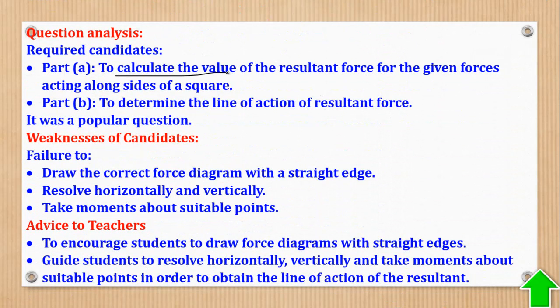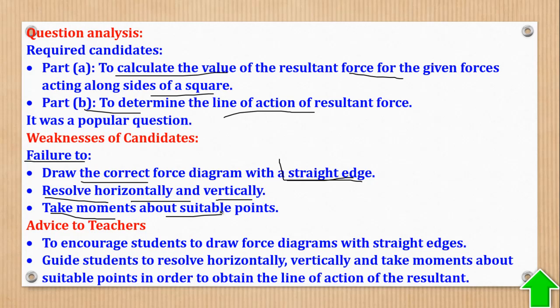Part A required candidates to find the value of the resultant force of the given forces along the sides of the square. Part B required candidates to determine the line of action of the resultant. And the weakness was failure to draw the correct diagram with a straight edge. Straight edge means you have to use a ruler. Then resolve horizontally and vertically. Failure to resolve horizontally and vertically, and failure to take moments about suitable points. I told you in mechanics, the two concepts you need to master are resolving and taking moments, because there's no way you can run away from those two.